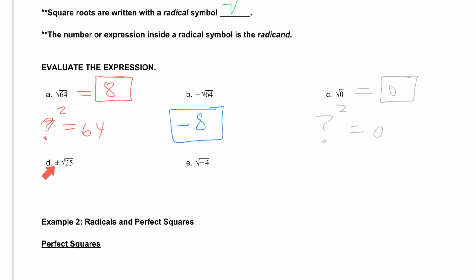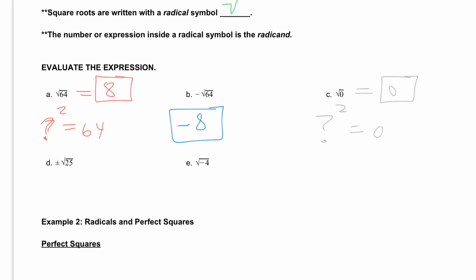In letter D, we have a new notation, this plus or minus that's on the outside here. So instead of writing an answer twice, you could use the plus or minus to indicate the positive and the negative value of that. So I'll show you a couple different ways to write this answer, but let's think about the square root of 25 first.